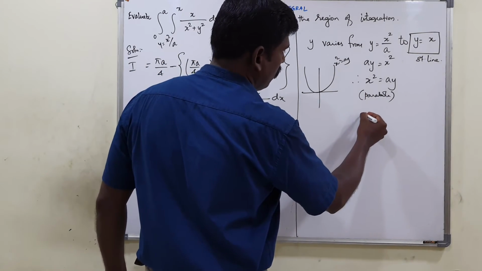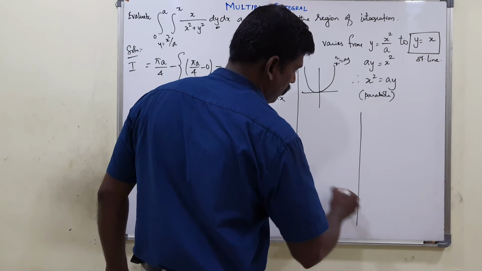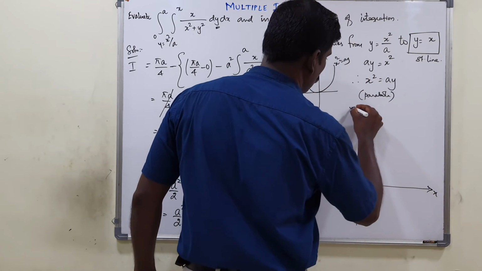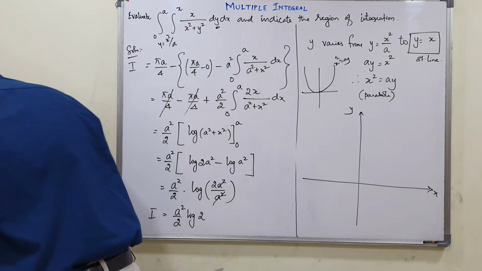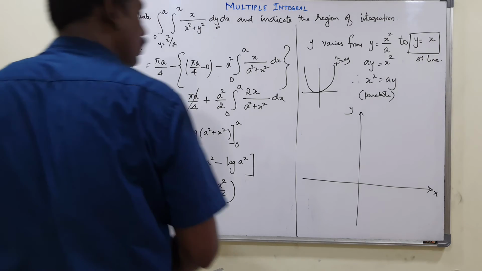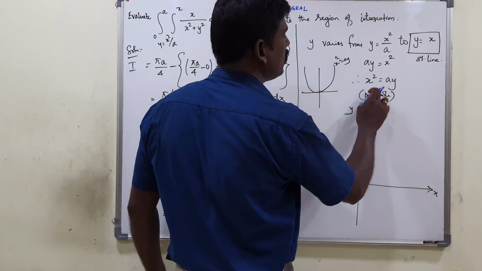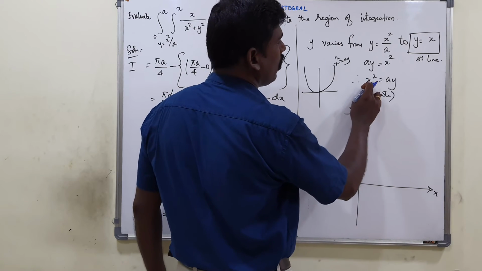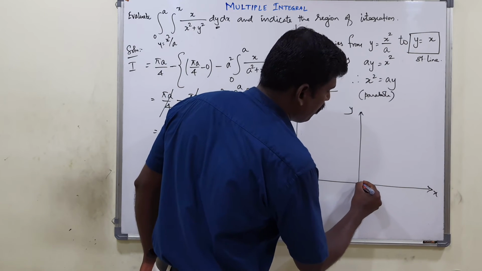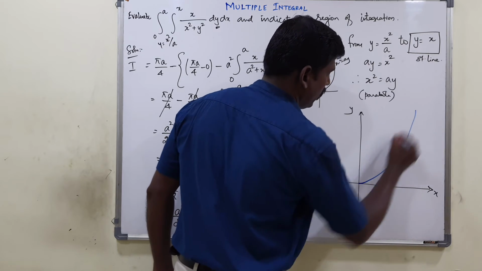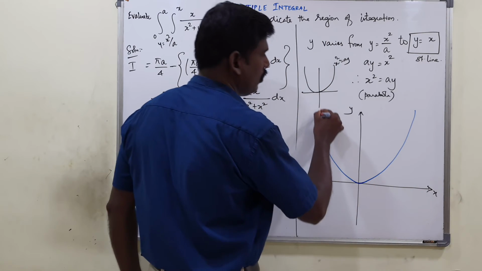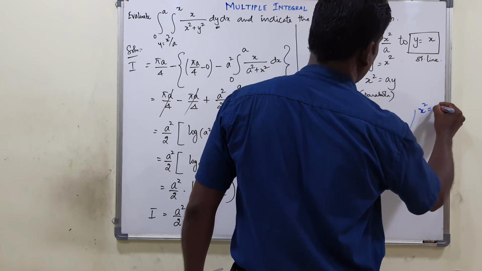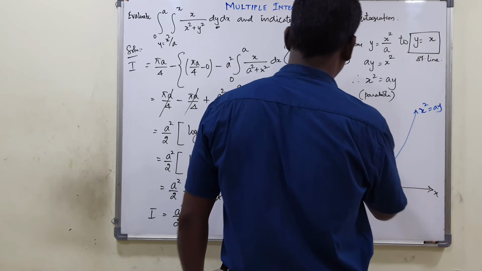Sketch the region. So this is x, this is y. Right? What is it? It's a parabola. X square is even, so it is symmetrical about the y axis and also open upward, passing through the origin. Right? So this is the equation of the parabola.